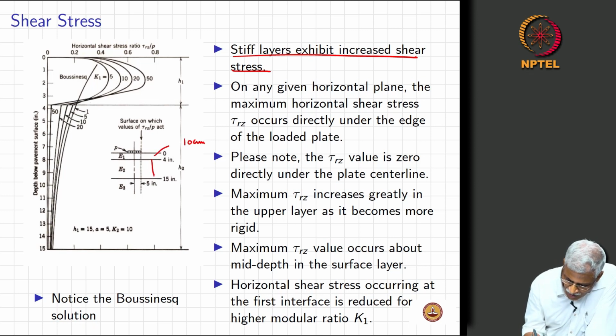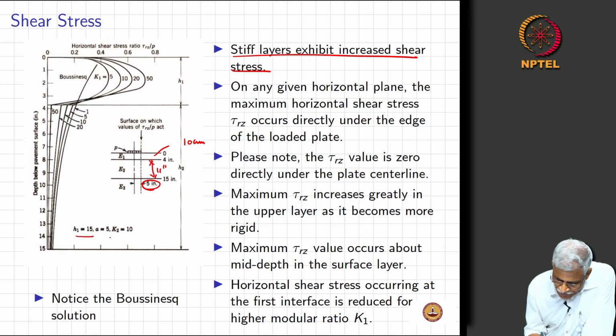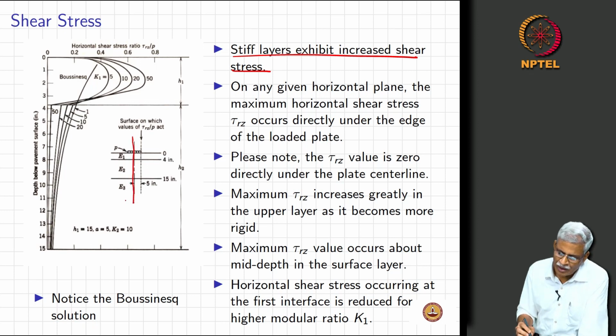So, this comes to around 11 inches, okay, and the contact radius is around 5 inches, H1 is 15, okay, and A is equal to 5, K2 is equal to 10. So, that is what is really added here. So, let me just take this. So, now what you see here is the central line.